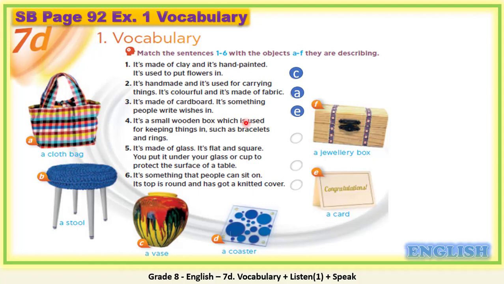Number 4, it's a small wooden box which is used for keeping things in, such as bracelets and rings. What is the right answer? Great, F. Number 5, it's made of glass, it's flat and square, you put it under your glass or cup to protect the surface of a table. What is it? Great, D. Coaster. The last sentence, it's something that people can sit on. Its top is round and has got a knitted cover. It's B. Great.